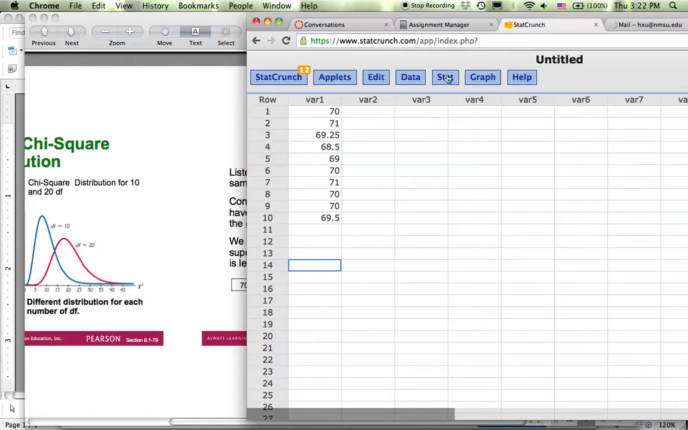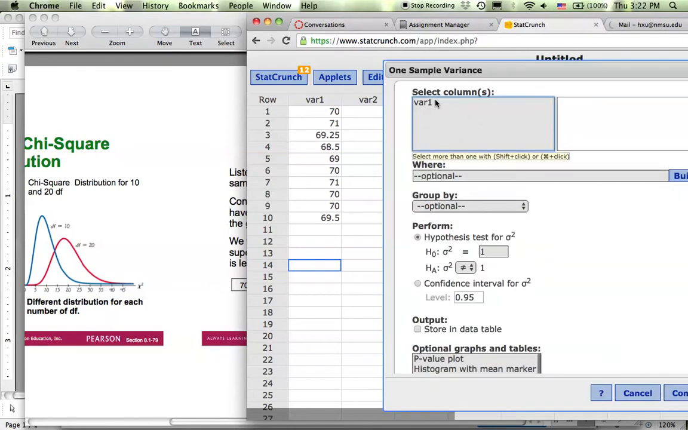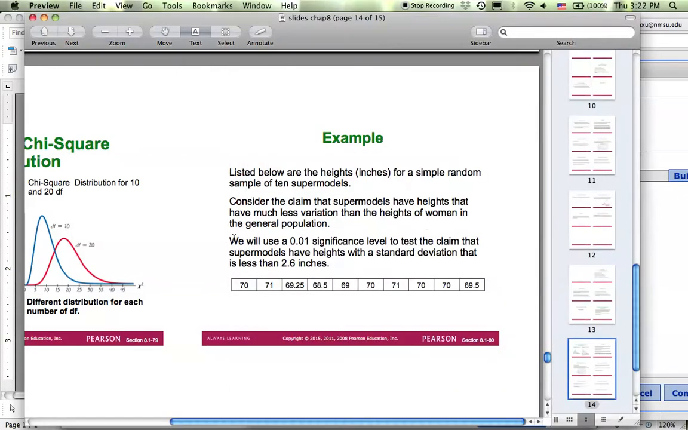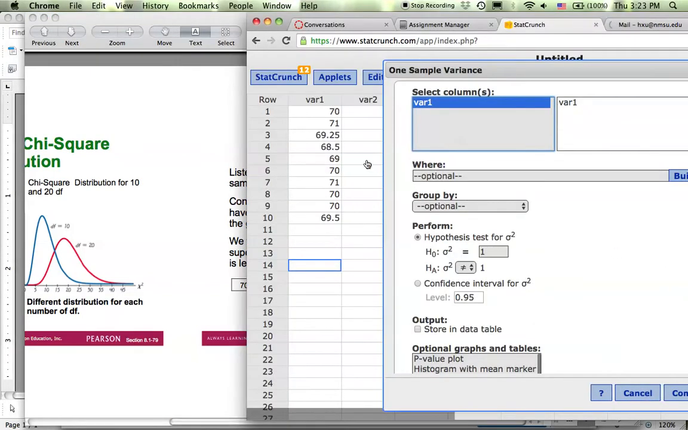So for the hypothesis test, you go to Stat, Variance Stats, one sample, and we have data here. So with data, we select this column. And for the hypothesis test, we want sigma squared to be, so for this one, we only know the standard deviation, but we don't know squared, so we need to square this 2.6.